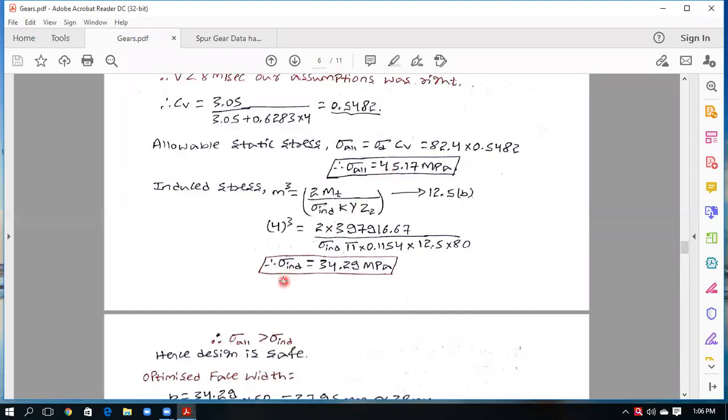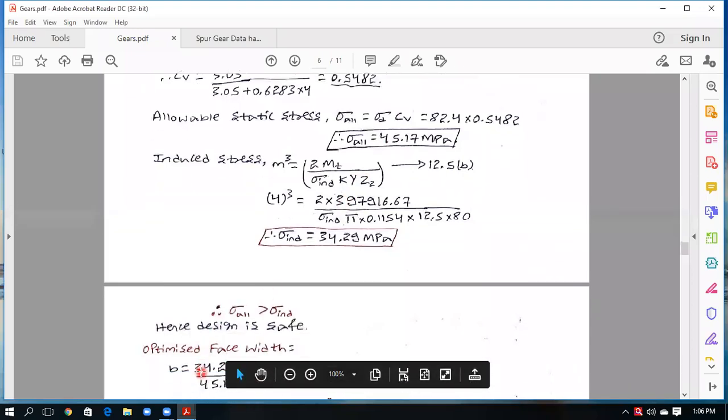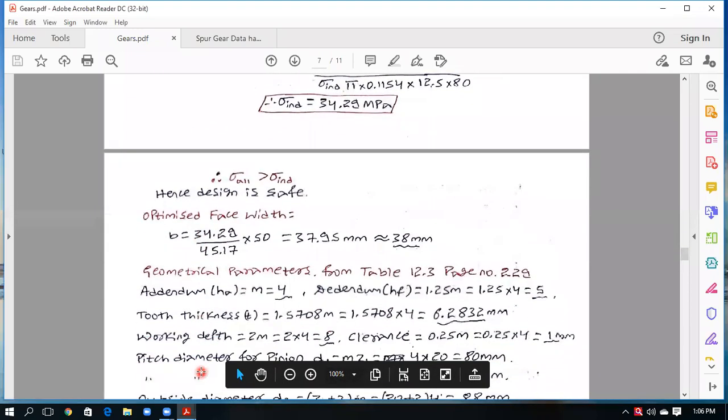Here, in this case, the induced stress is 34, whereas the allowable stress is 45. Allowable stress is greater than induced. Therefore, the design we have done is safe.